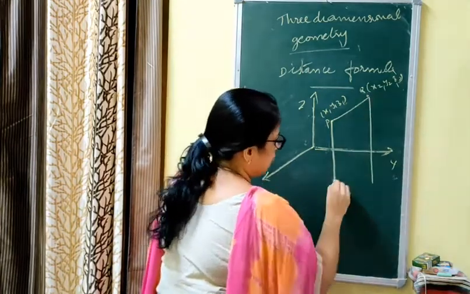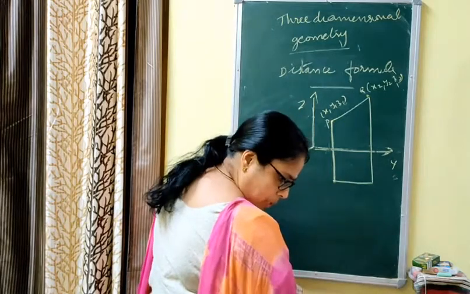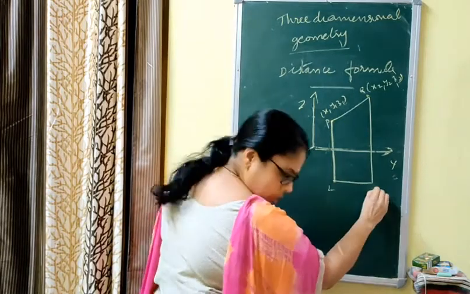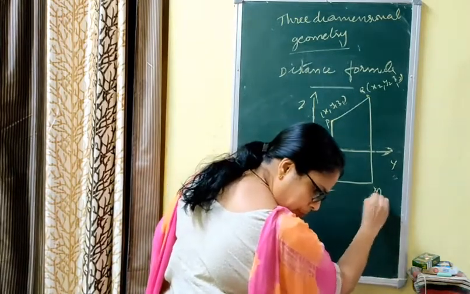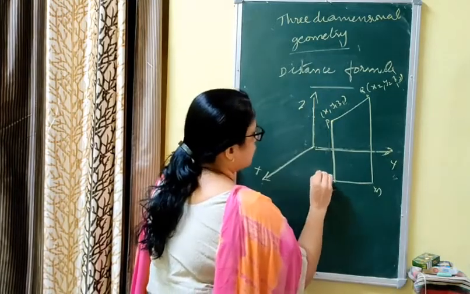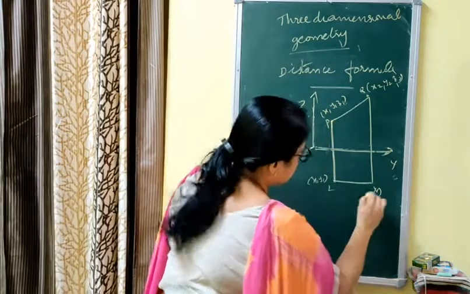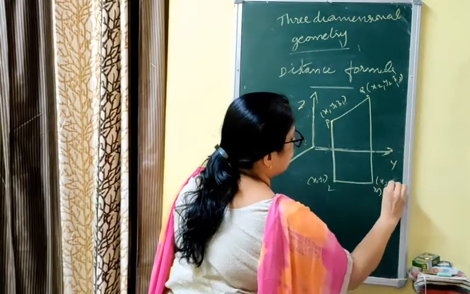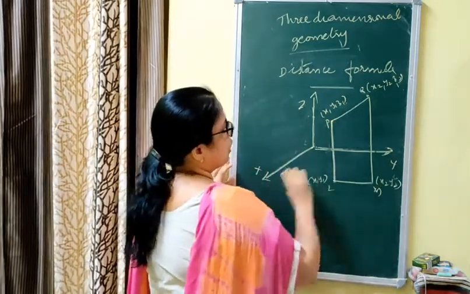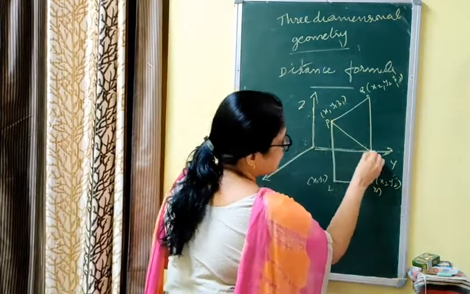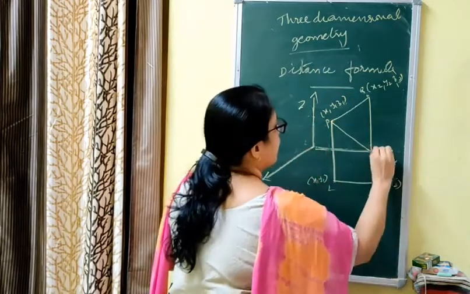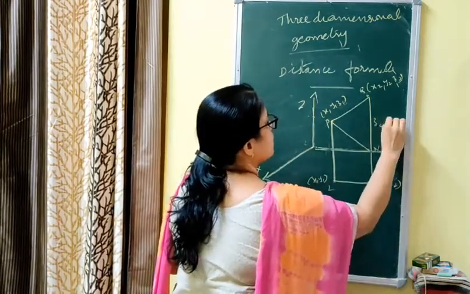No need of doing any derivation. It's very simple. If you draw a perpendicular like this, it is L or it is M. Now this point you can take as (x1, y1) and this as (x2, y2), because in the xy plane these are x1, y1 and x2, y2. This distance is LM and this distance is z2 minus z1.